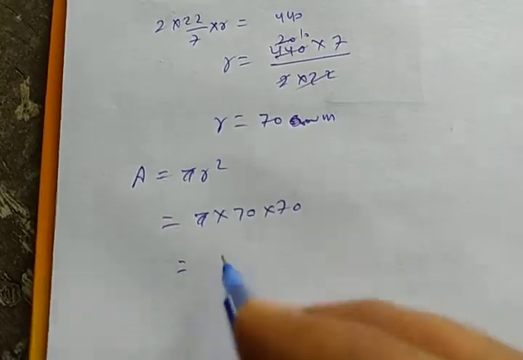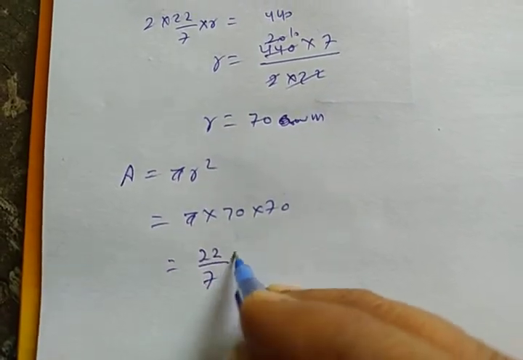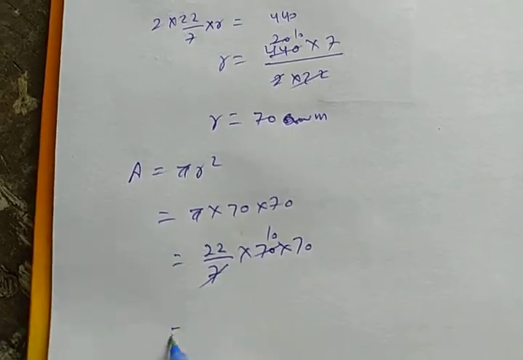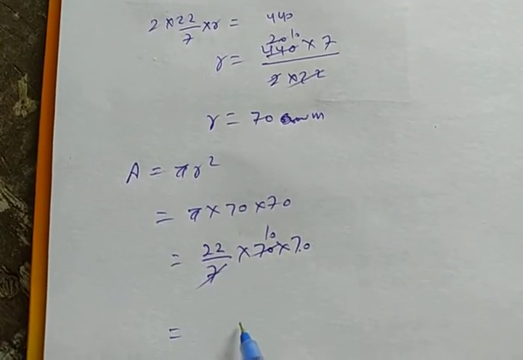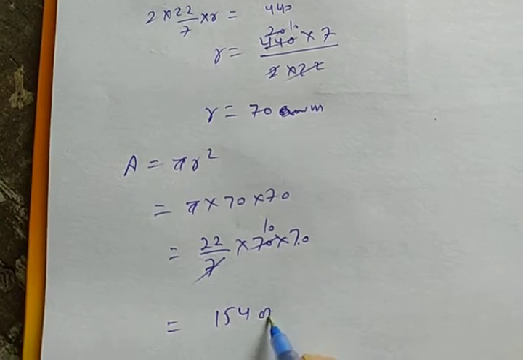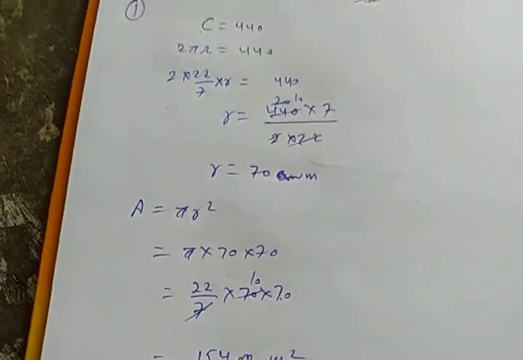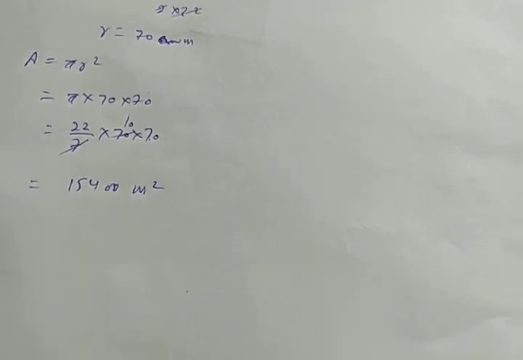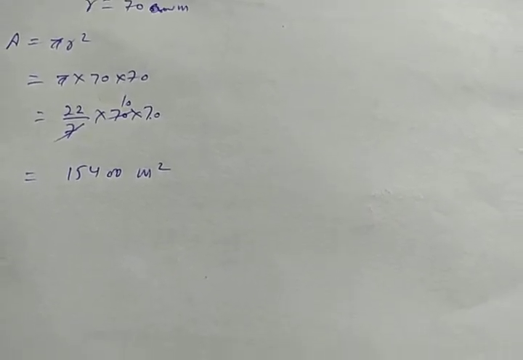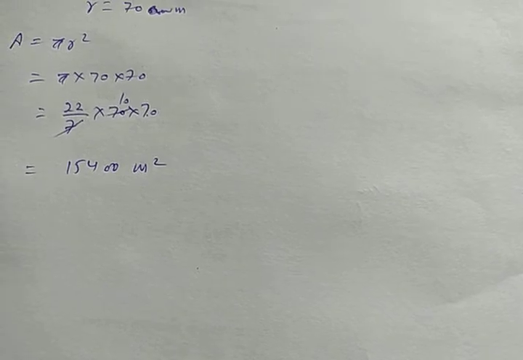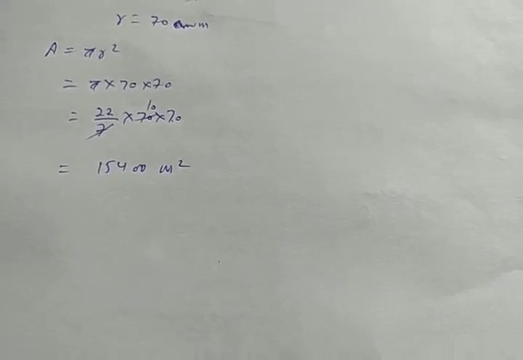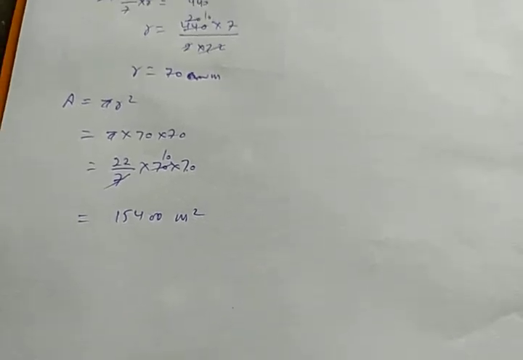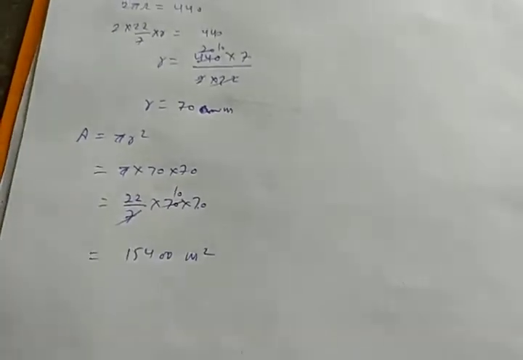Put the value of the pi, that is 22 upon 7 into 70 into 70. 7 10 ja, 7 4 ja, 2 ja 14, 1540. This is the area of the circle. In the same manner, you can solve various questions. Now I will tell you question number 7. You should solve and you can ask if you are having any problems. You can also discuss with your friend circle.